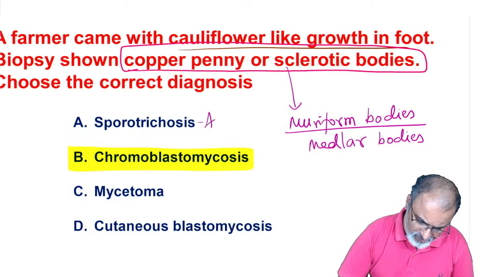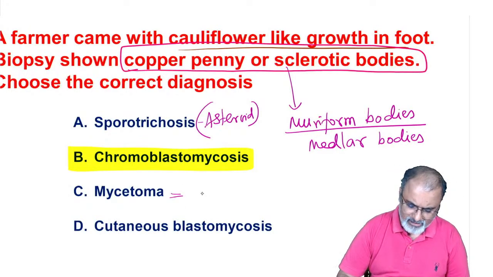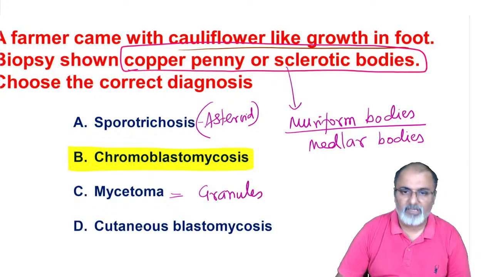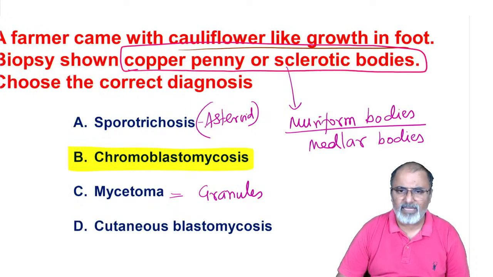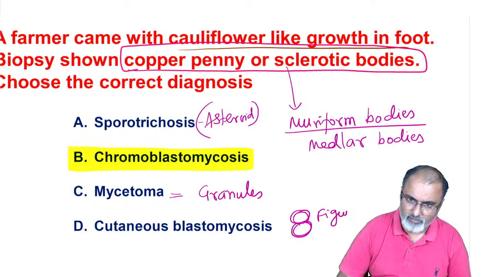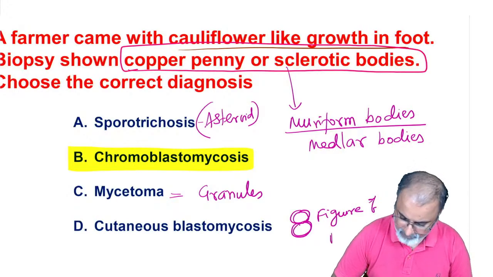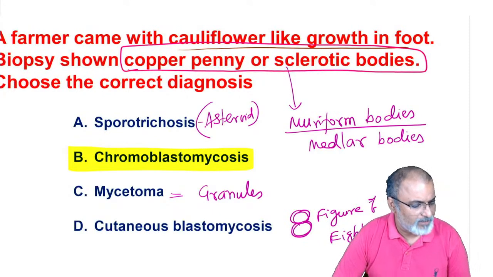Sporotrichosis, you can get asteroid bodies. Mycetoma, you can get granules, colored granules, especially fungal, black or white. Cutaneous blastomycosis forms a figure of 8 appearance.